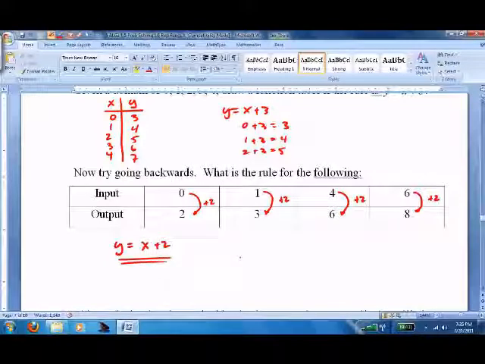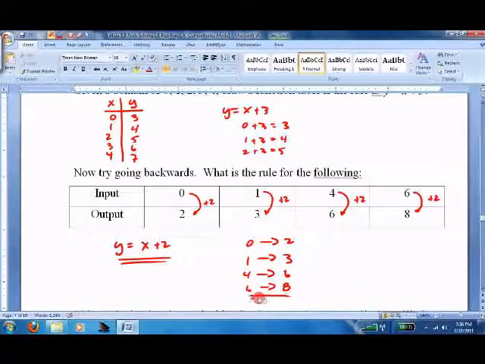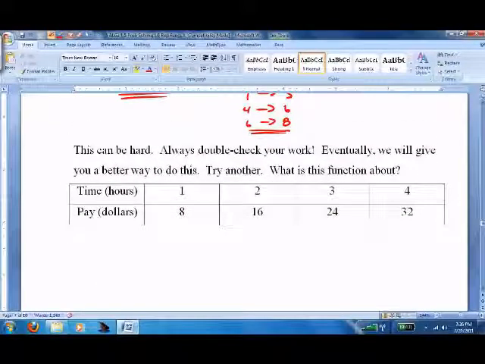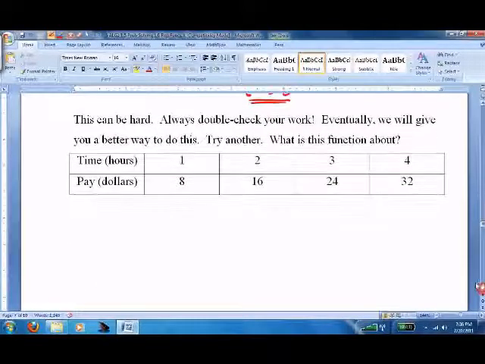And let's check it out. If I put in 0, I get out 2. If I put in 1, 1 plus 2 is 3. Put in 4, 4 plus 2 is 6. If I put in 6, 6 plus 2 is 8. Looks good to me. So this can be hard. You always got to double check your work. Eventually we'll give you a better way to do it, but just try another one.